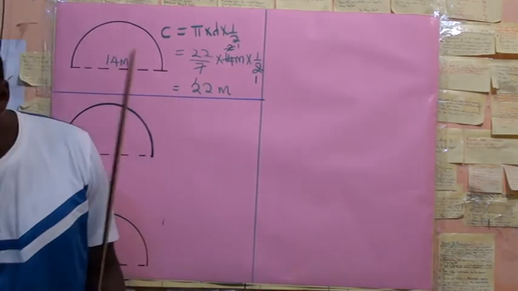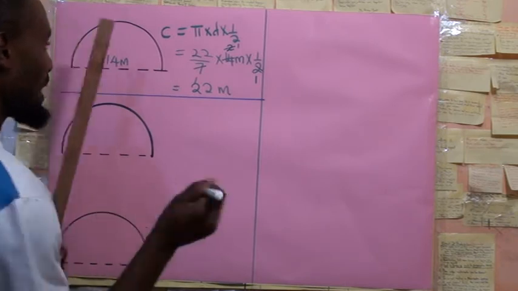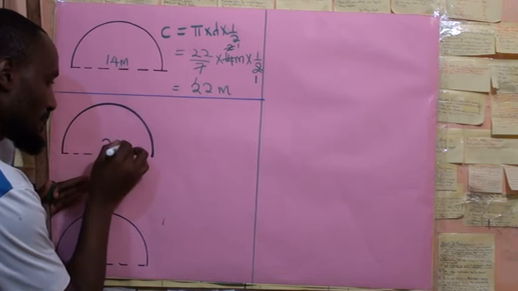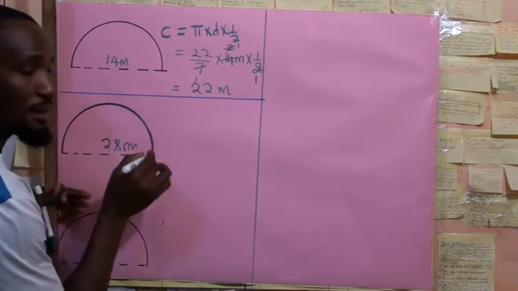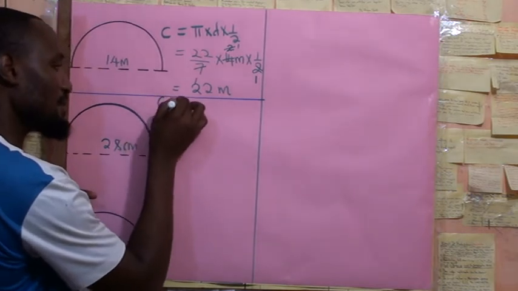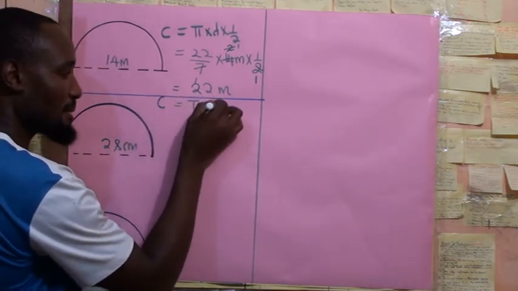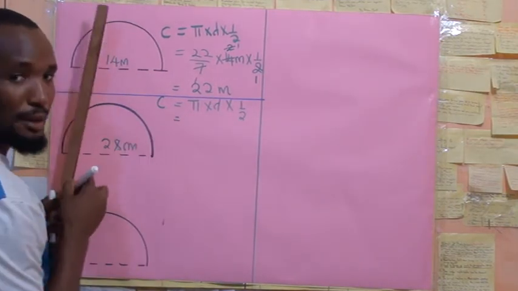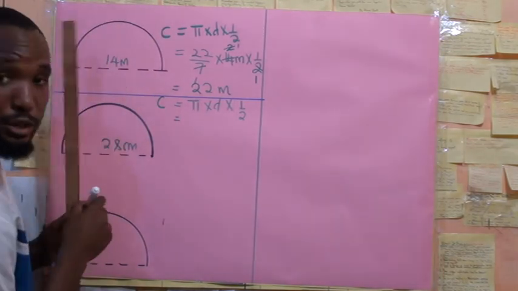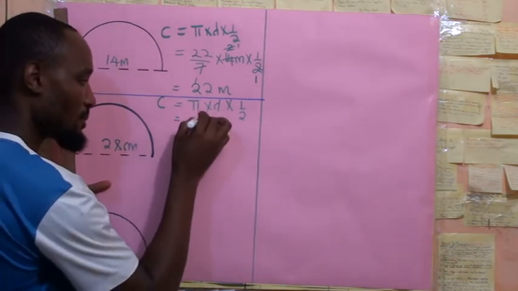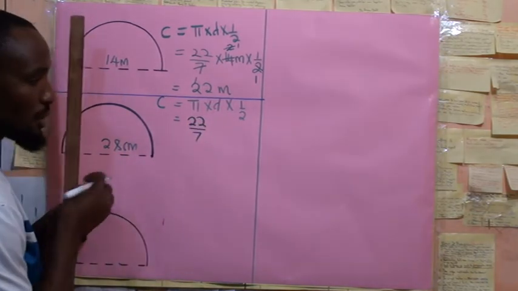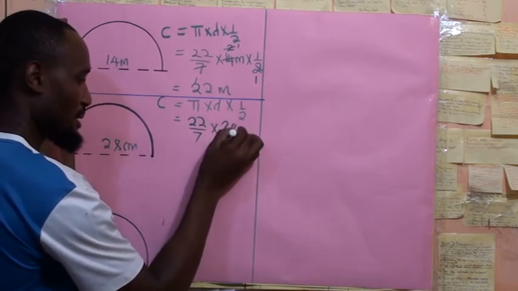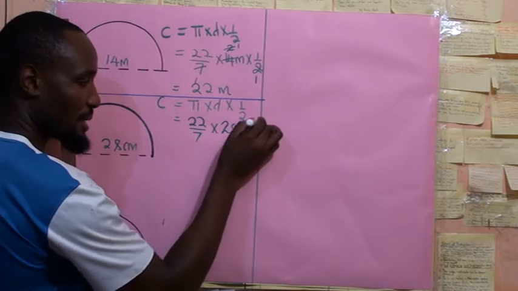Good. Let's see another. Assume that you have been given this one as 28 centimeters. You say circumference is equal to pi times diameter times a half. Now, what is our pi? Our pi, we have said it is a constant number, which is 22 over 7. 22 over 7 times 28 centimeters times a half.